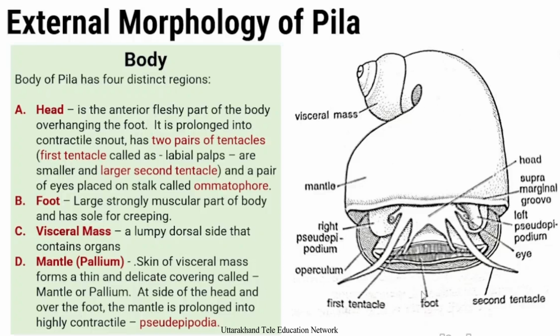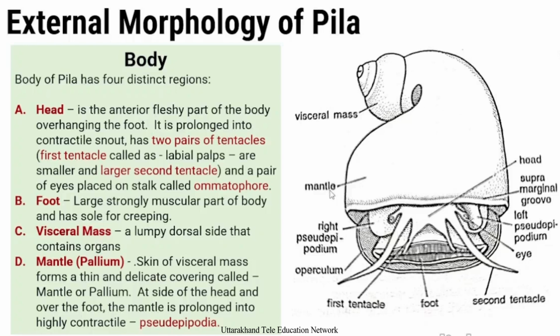Foot: a large, strongly muscular part of the body and has a sole for creeping. So with the help of this foot, Pila can move from one place to another or creep. Then visceral mass. It is a lumpy dorsal part that contains organs. So the visceral mass contains all the organs.